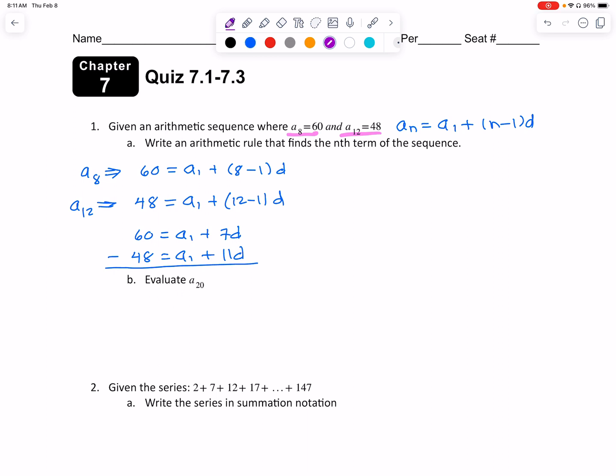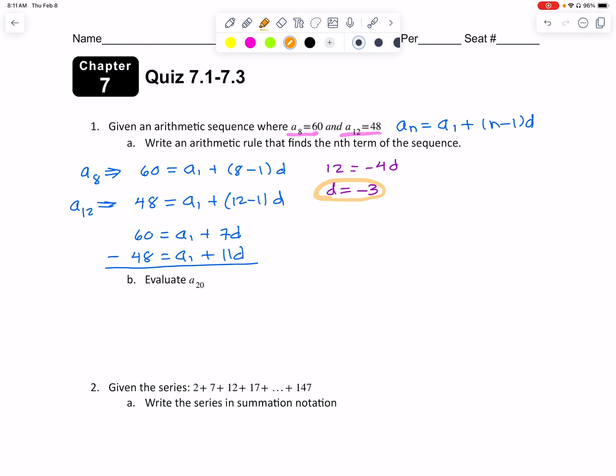So 60 minus 48 is 12. And the a1s are going to cancel out, so a1 minus a1 is 0. 7d minus 11d is negative 4d. So d in this case equals negative 3. That's great. So I now know what the common difference is. Now I've got to figure out what the first term is.